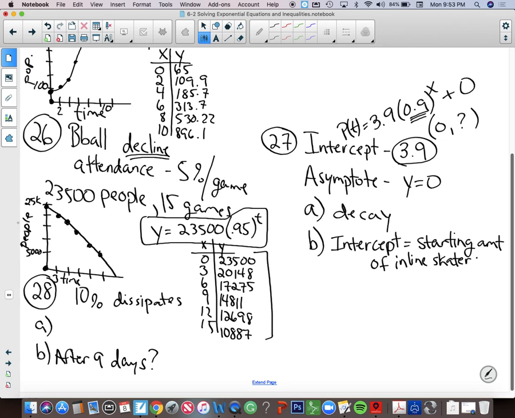And it doesn't make sense that it's 3.9 because you're not going to have 3.9 people, so it's probably in millions or something like that. Yeah, skaters in millions. Okay, so I have about 3.9 million skaters starting out, and then the asymptote. All right, so the y equals 0. That is the amount that we'll get close to, but we'll never touch it, right? So that says we will get really close to 0.